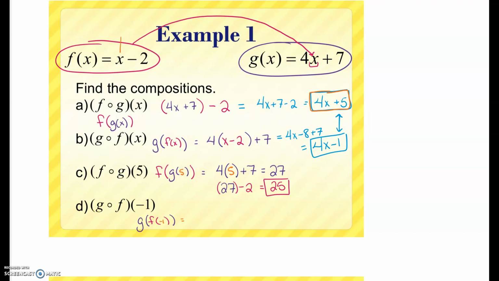So if we plug negative 1 in here, negative 1 minus 2 is negative 3. Then we are going to plug that into the g function. So 4 times -3 plus 7, that would be -12 plus 7, which is -5.